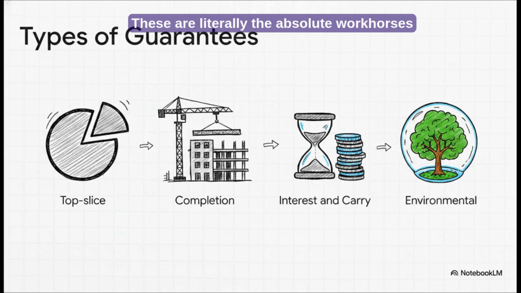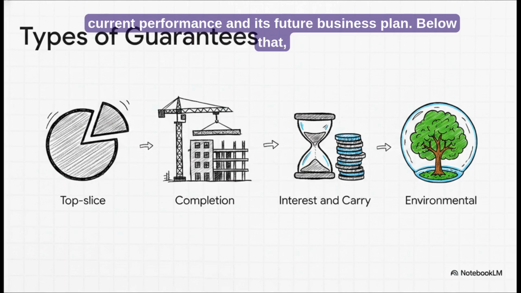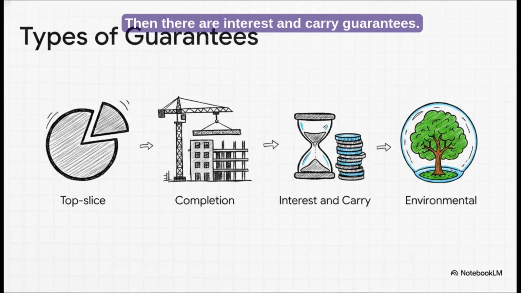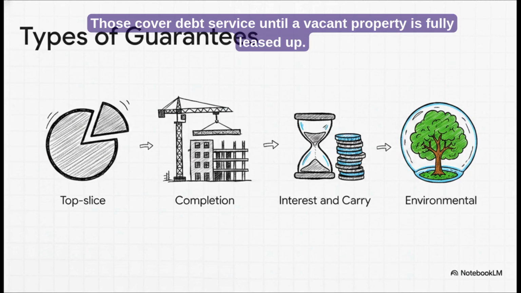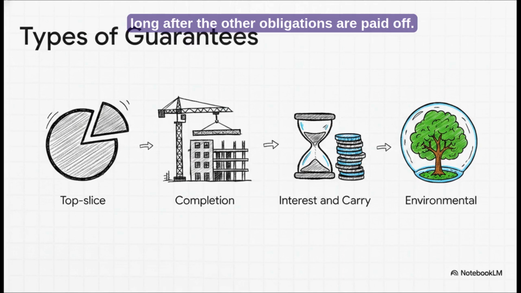These are literally the absolute workhorses of transitional lending because they perfectly bridge that gap between an asset's current performance and its future business plan. Below that, we've got completion guarantees to make sure the developer covers cost overruns. Then there are interest and carry guarantees. Those cover debt service until a vacant property is fully leased up. And finally, environmental indemnities, which are unique because they often survive even long after the other obligations are paid off.